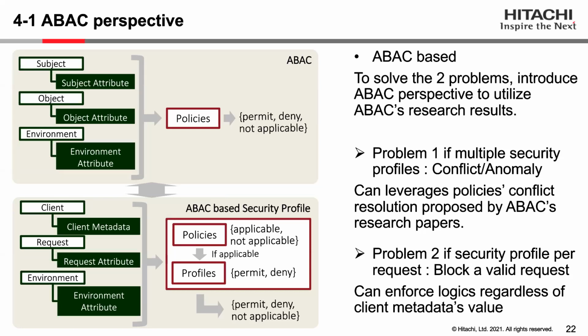I would like to describe the core concept of ABAC. As you may know, there are three entities or components: subject, object, and environment or context. Each has its own attribute. Then there is the policy concept that determines whether an access request is accepted or not based on these attributes.